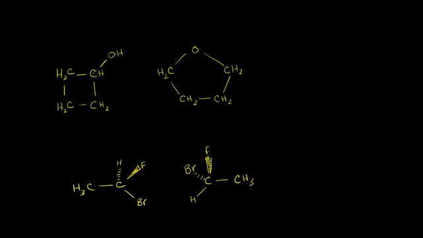But if we look a little bit closer, you see that this guy on the left has 1, 2, 3, 4 carbons, and so does this guy on the right. This guy on the left has 2, 4, 6, 7, 8 hydrogens. This guy on the right has 2, 4, 6, 8 hydrogens. And they both have 1 oxygen. So the molecular formula for both of these things is 4 carbons, 8 hydrogens, and 1 oxygen. They're both C4H8O. So they have the same molecular formula.